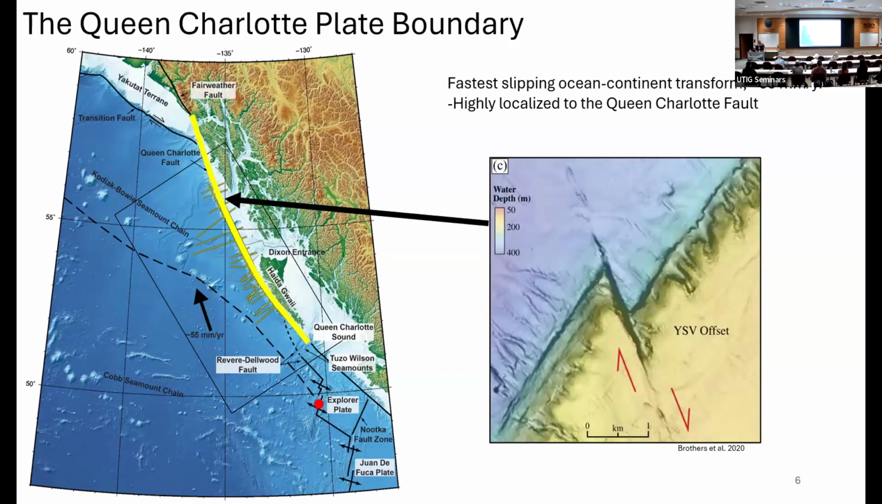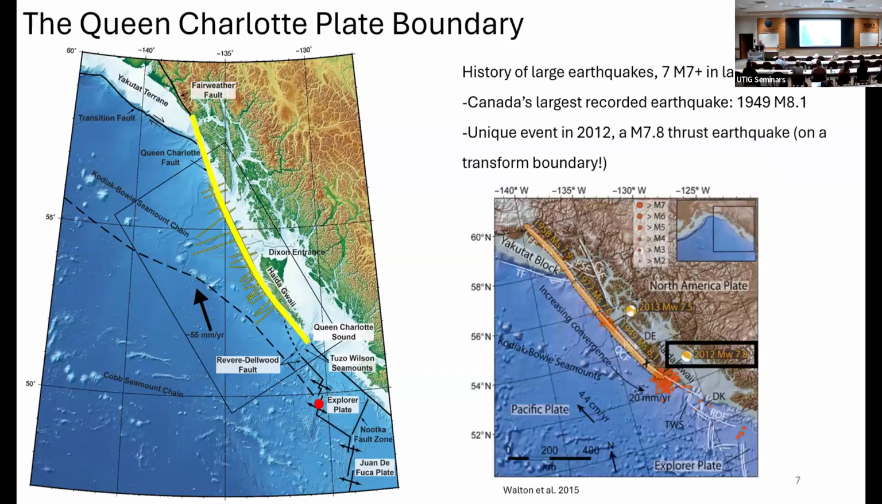Queen Charlotte is really unique. It's the fastest slipping ocean-continent transform on Earth, with a relative motion of about 55 millimeters per year. And most of that motion is localized to a single fault strand, the Queen Charlotte fault, which you may have heard the plate boundary referred to as, because it accommodates most of that relative motion. This is some multibeam bathymetry of the Queen Charlotte fault in the northern segment of the plate boundary. And you can see just how highly localized it is despite being such a fast slip rate transform plate boundary.